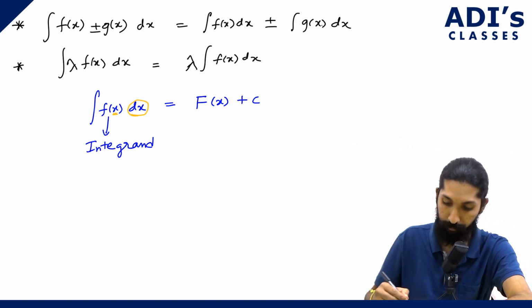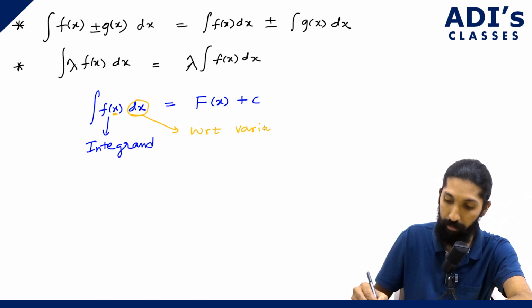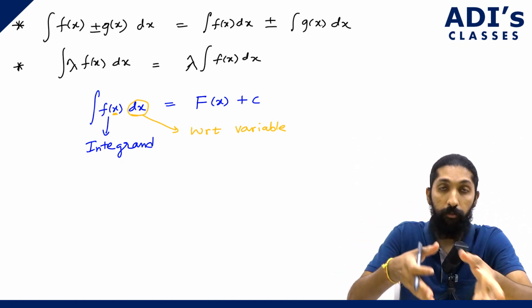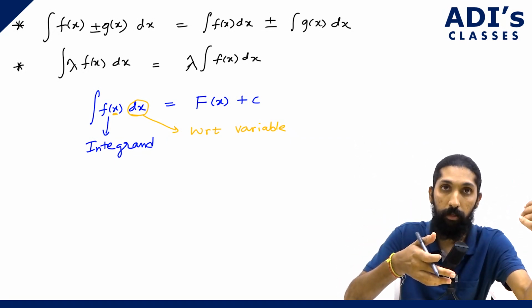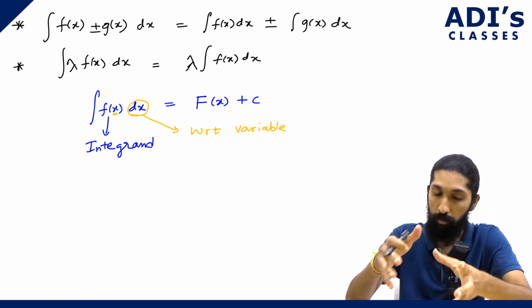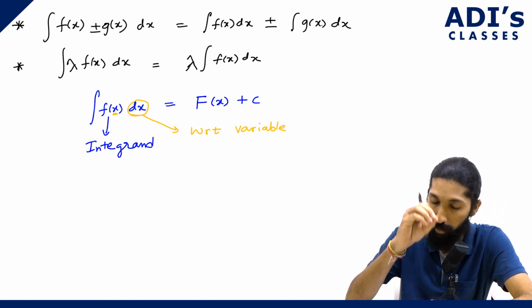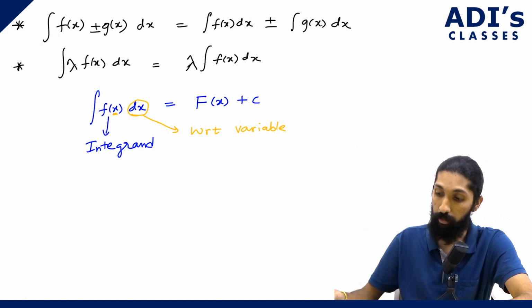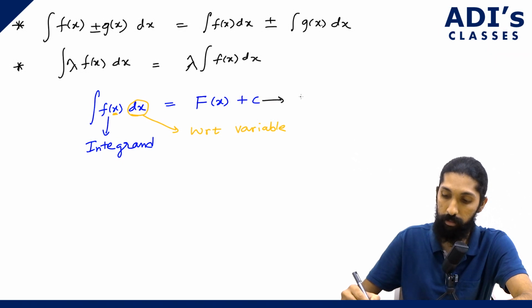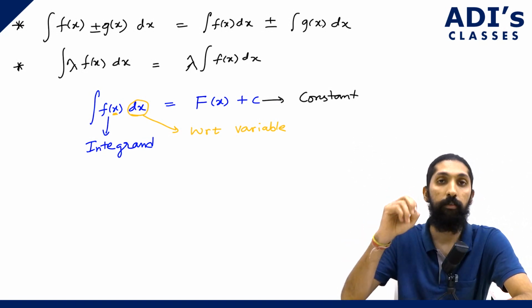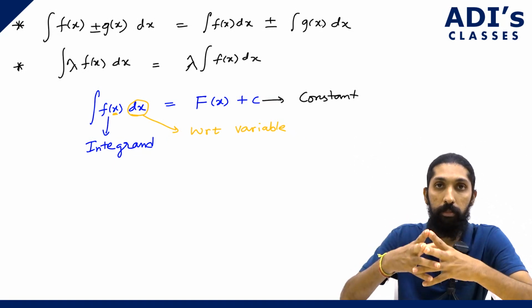Then the next one, dx and x. Very, very important. dx tells you with respect to what variable you are integrating. So if you write dy, you're integrating with respect to y. If you write dz, you're integrating with respect to z. So dx, dy, dz, whatever you have, that tells you what the variable in the function is. It's a very important parameter. Okay. Then finally, you have the c, which is the integration constant.